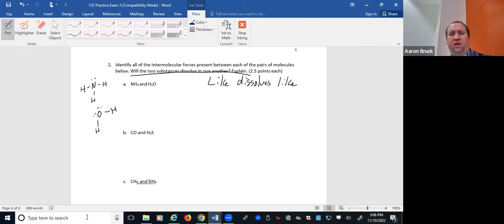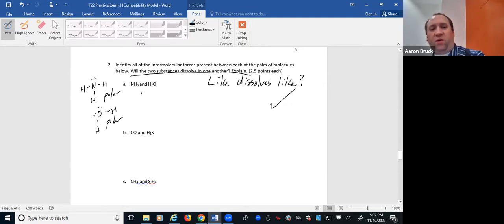There's ammonia, there's water. We can clearly see in both cases we've got a lack of symmetry in their tetrahedrals. So we know that they are both polar. So in terms of this second question, will they dissolve in one another? Absolutely. They're both polar.